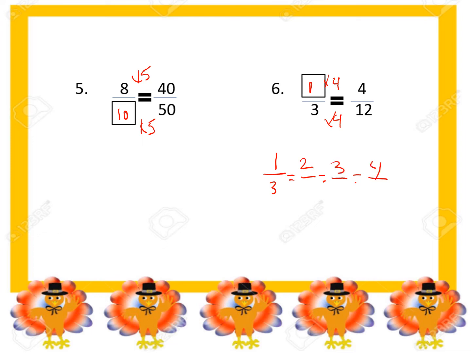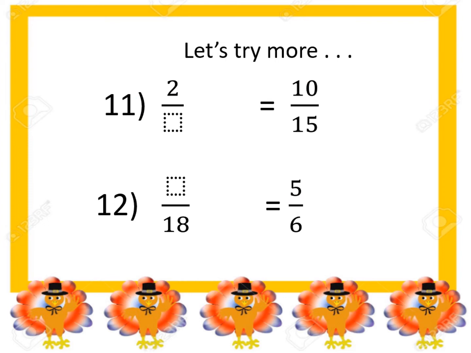2, 3, 4. Count by 1s on top, count by 3s on bottom. 3, 6, 9, 12. 4/12 is equal to 1/3. All right? So a couple more. 2 to get to 10.